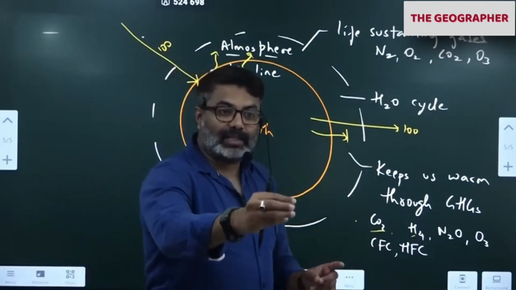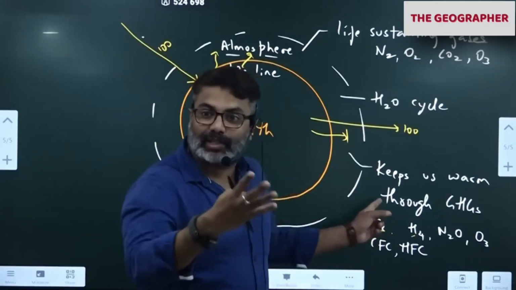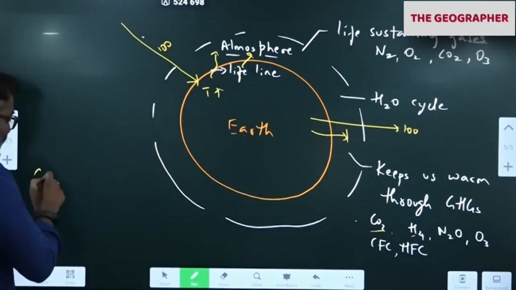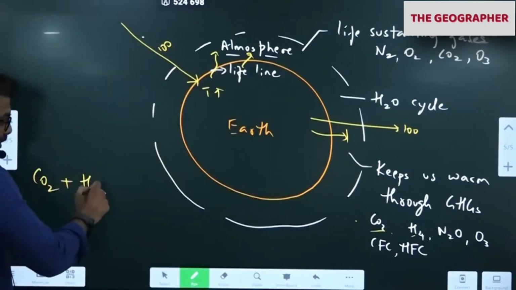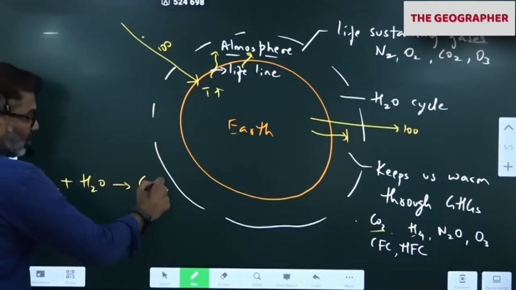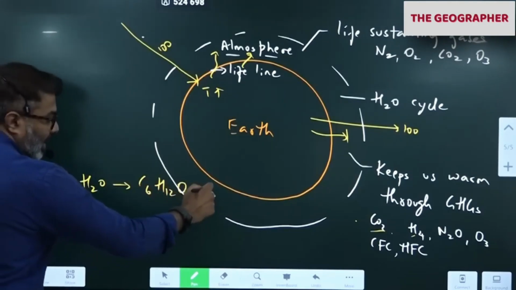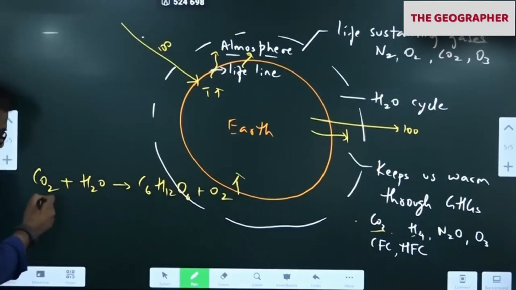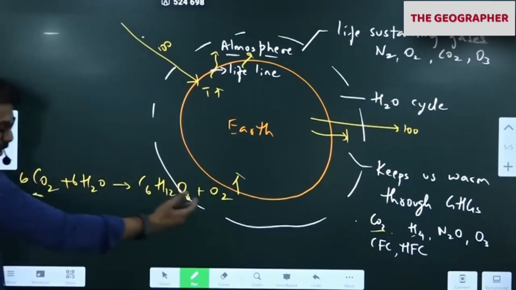See, carbon dioxide is very important. Because of it we are getting oxygen. You are forgetting the main point here. Plants take carbon dioxide, they take water from the surface and convert it into glucose, and excess oxygen is released. Who is doing this? Plants are doing this. So carbon dioxide is actually important. You balance the reaction, correct? Carbon dioxide goes in and oxygen comes out.